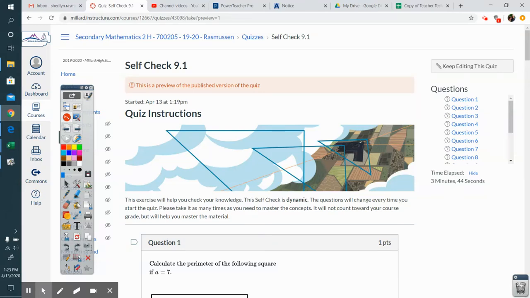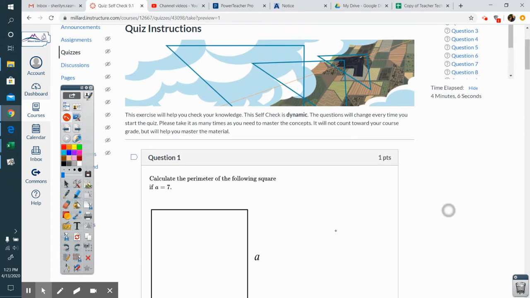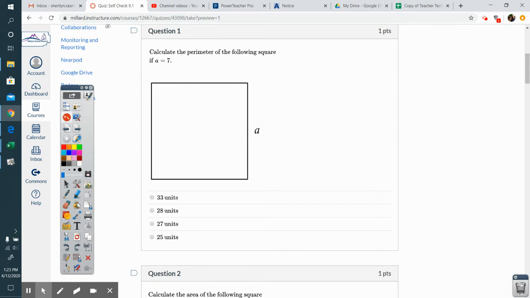Okay, now we're going to do the self-check, 9.1. This is on perimeter and area of rectangles and squares. So it shouldn't be too difficult for you, but I'm going to go through a lot of examples here throughout the entire assignment and just kind of go through it one by one. Again, you do not have to watch this from start to finish. Just find problems of what you're needing and then skip those that you're not. So don't feel like you have to watch this entire video, but I just want to give the help out there just in case you need it.